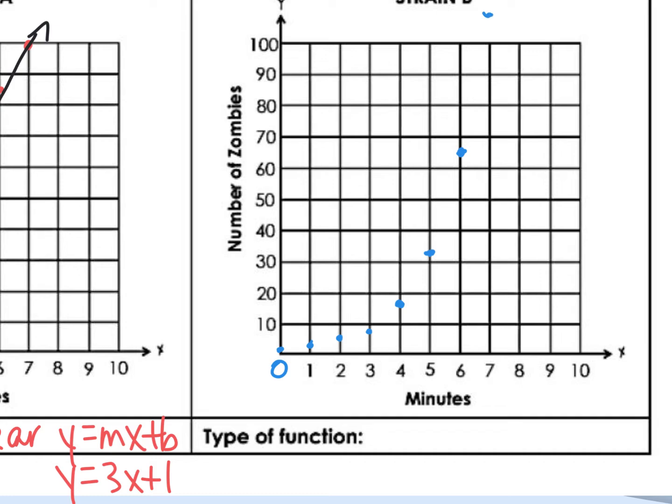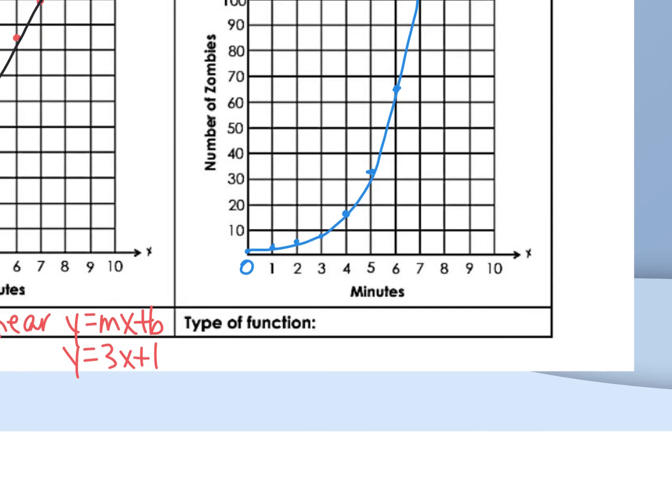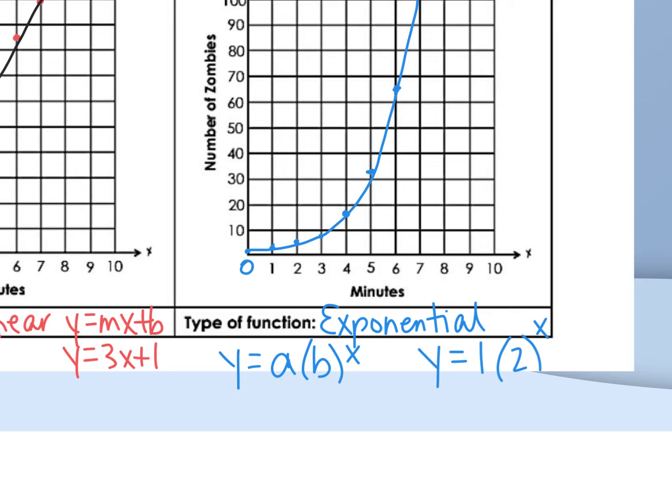Okay, so when we draw this line, I want you to note it is very different than any of the lines we've ever done. It is curved. It kind of starts off slow and then it gets steep really quick. So this is actually our new information here. This is called exponential, and that's y equals ab to the x. So the equation for this one would be 1 times 2 to the x. This one's always going to have an x on it.